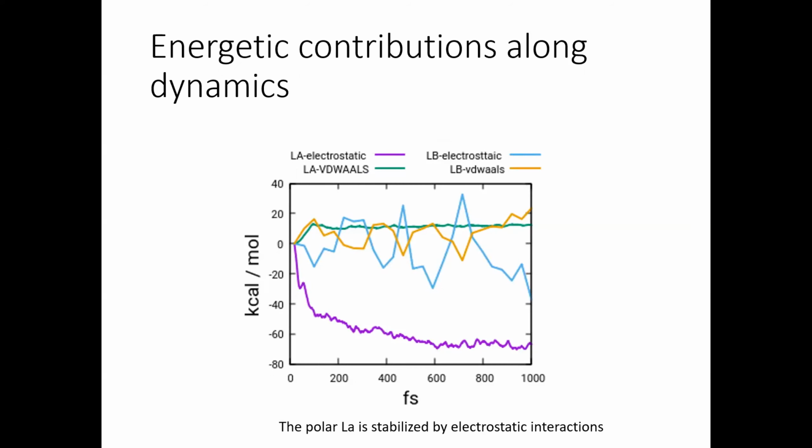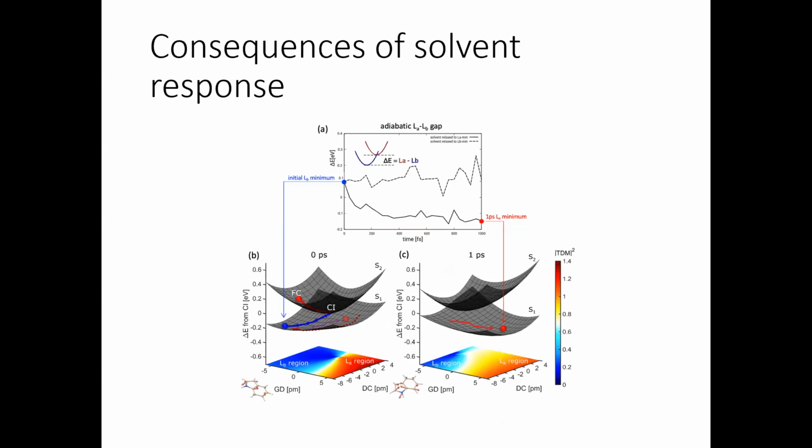If you try to understand why this is happening, it's because of the electrostatic response, because the LA state is much more polar. It has an internal charge transfer from the 5-member ring to the 6-member ring. So of course, a polar solvent will respond to it very strongly, and you have a strong electrostatic relaxation over time, which leads to the stabilization and the inversion of the energetic order.